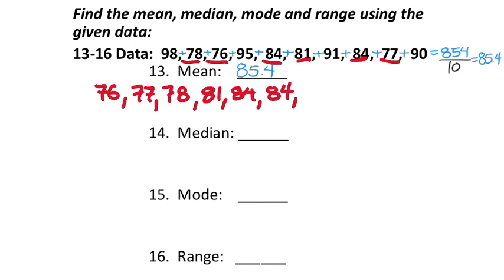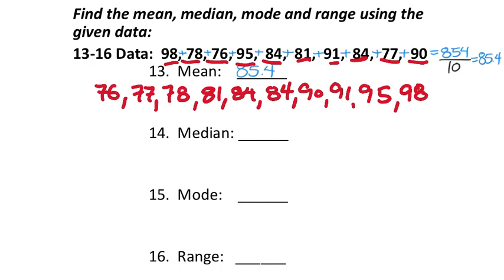And that's all the 80s, so let's go to the 90s. There is a 90, and a 91, and a 95, and finally, a 98. There we go. I listed all these in order from leastest to greatestest.